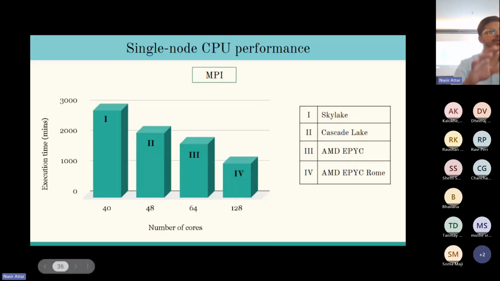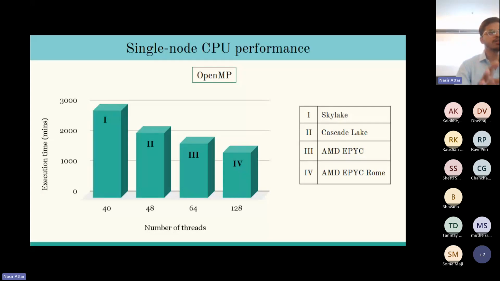For the MPI runs, these are single node CPU computations. The number of cores that were available on a single CPU node, we have used all of them. As you can see, the first one is Sky Lake, then Cascade Lake, AMD EPYC and EPYC Rho. It is evident that with increasing the number of processors, you get better performance, right? It's pretty much what you expect to happen. These simulations were done using OpenMP threads. Again, the same trend is evident.